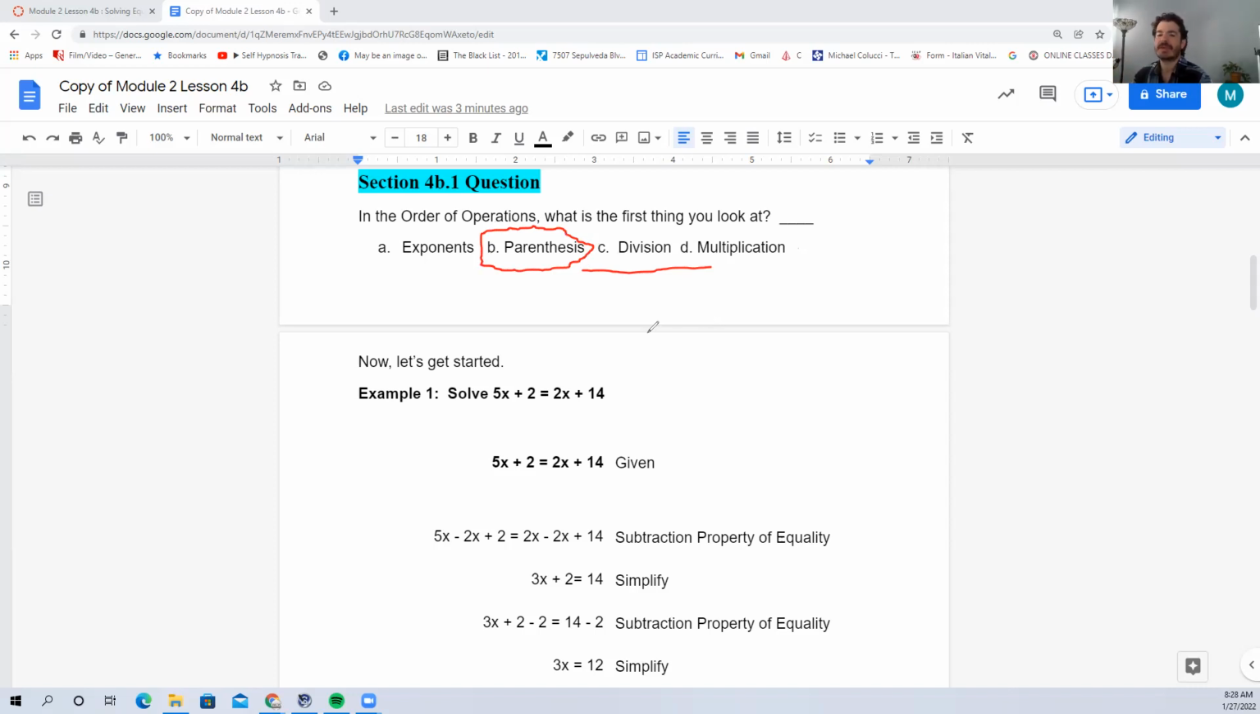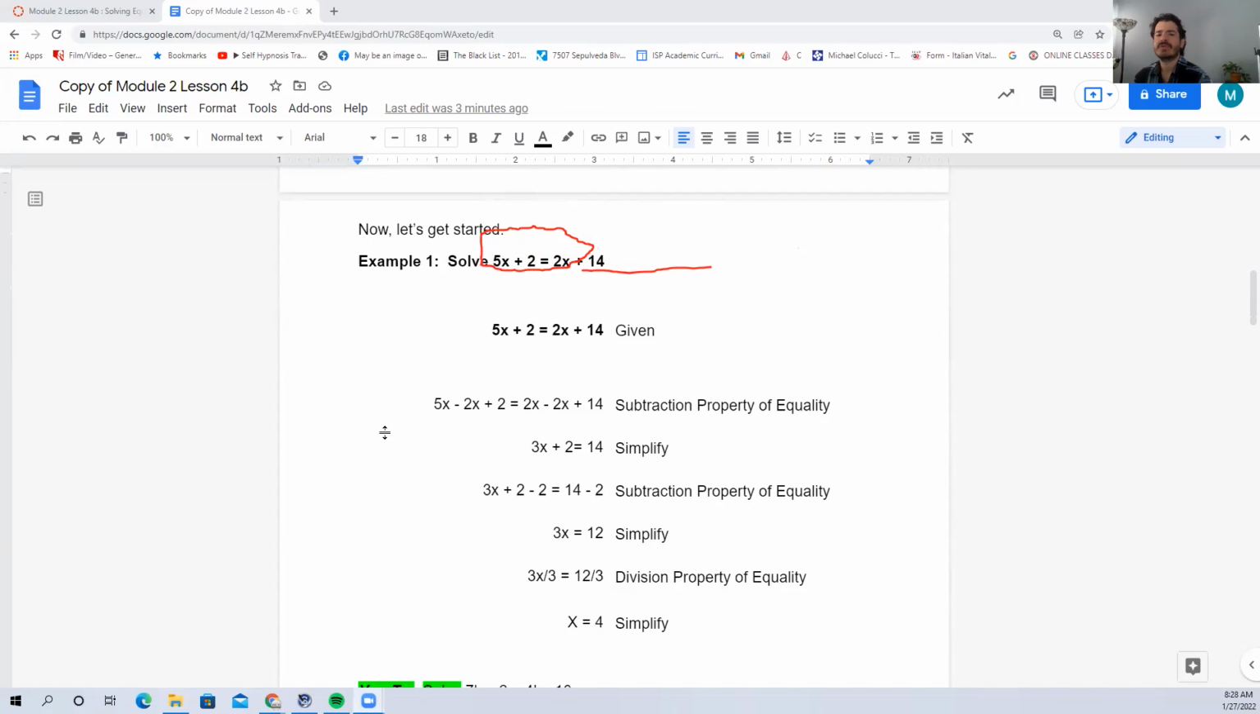Okay, so here's an example that they give us. Let's see what they say. 5x plus 2 equals 2x plus 14. What do we do with that? So this is a number times 5, that's 5x, plus 2 equals that same number times 2, plus 14.